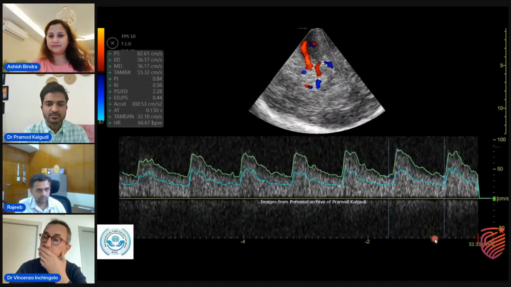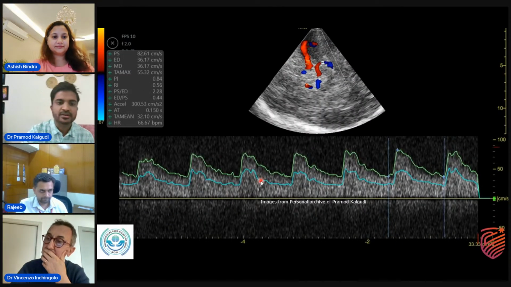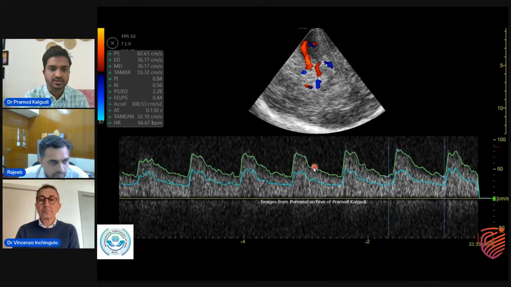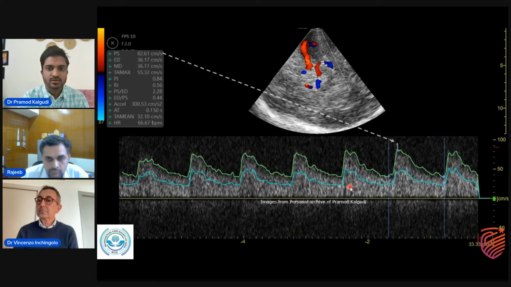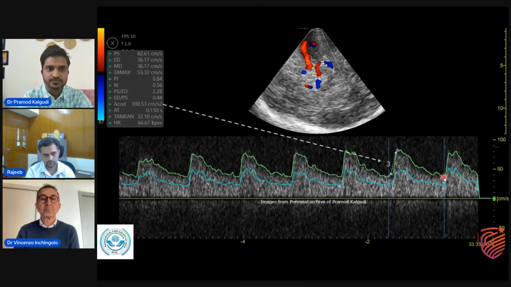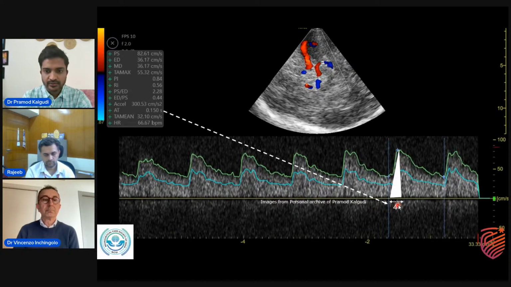To look at the normal spectrum of a transcranial Doppler, the first thing we do is insonate the MCA and measure the MCA velocities. The topmost velocity point, that is 1, indicates peak systolic velocity. Point 2 represents end diastolic velocity, whereas the slope of this curve represents the acceleration time for the peak systolic velocity to be achieved. And 4 indicates the duration of time needed to achieve that peak systolic velocity, and that is called acceleration time.